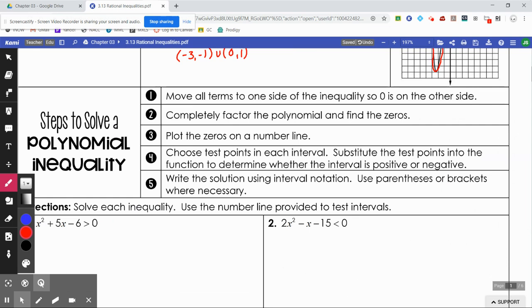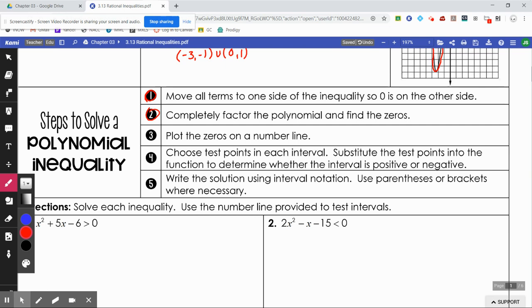And now we're actually going to be solving some of these, and you can always check it by what I just did. You can pull it up on Desmos, you can graph it, and you can simply see where it is above the x-axis or below. But here are your steps to solving a polynomial inequality. Step number 1, we're going to move all terms to one side of the inequality so that there's a 0 on the other side. Step number 2, we're going to factor completely like we have been doing with polynomials.